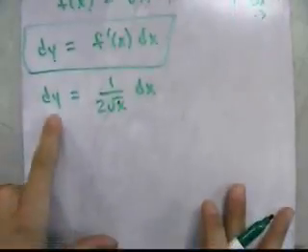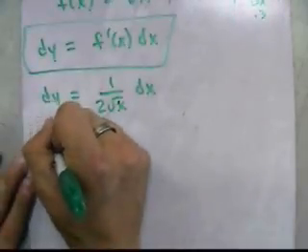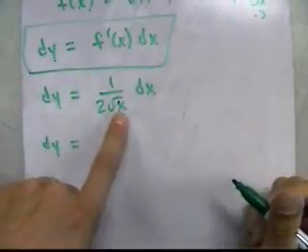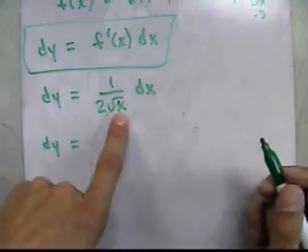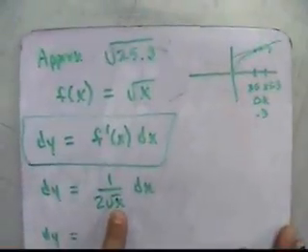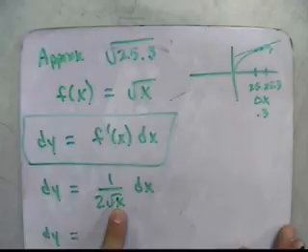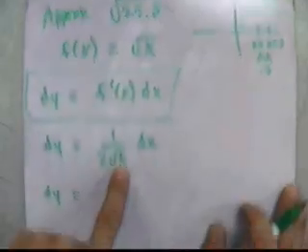Okay, now what I'm looking for is dy. I'm looking for how much this is actually going to change. So I've got dy equals, now the x value that I picked, and I picked a nice one, right? What was my original x value that I picked? 25, because that's a good one, right? 25 is my original x value. So I'm going to plug that in.